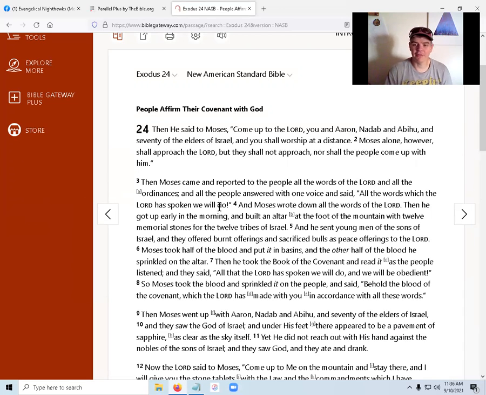It must be a general thing. See, we picture like a huge assembly. They were in a camp. There probably was a place where Moses went and stood. There's a place called the Tent of Meeting. I'm not sure if that's where he stood, but there probably was a place where he stood. Maybe he stood on some rocks higher than everybody else.